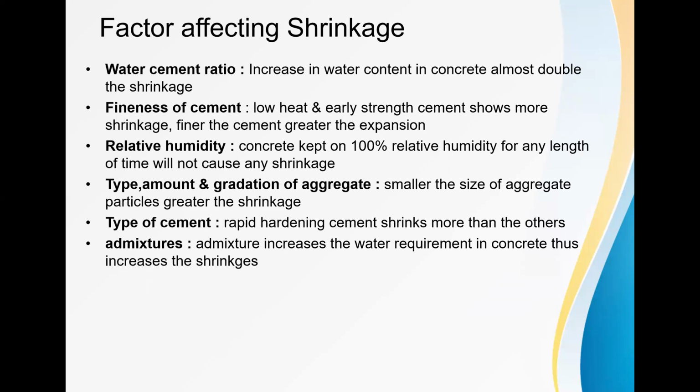Fourth is the type, amount and gradation of the aggregate. The smaller the size of the aggregate particle, definitely the greater the shrinkage. Fifth is the type of cement. Generally, rapid hardening cement shrinks more than other cements. Admixtures also increase the water requirement in concrete, so definitely that would increase the shrinkage.